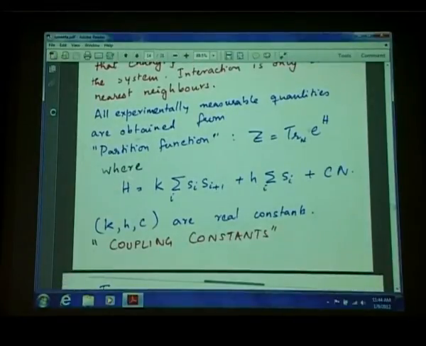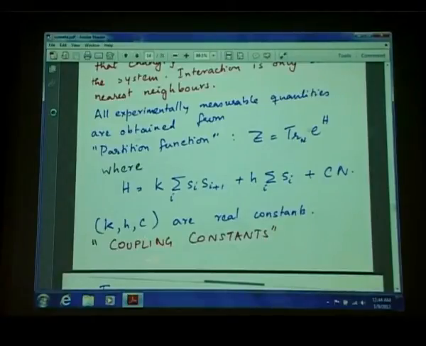So start with this object H that you see in the argument of the exponential. H is some constant times the summation of the value of the spin S_i times the value of the spin S_{i+1}, summed over all lattice sites i, plus some other constant times the summation over S_i, plus some constant times the number of spins N. Now these K, h, and C are real constants. Actually, I've taken them to be positive here. I forgot to mention that.